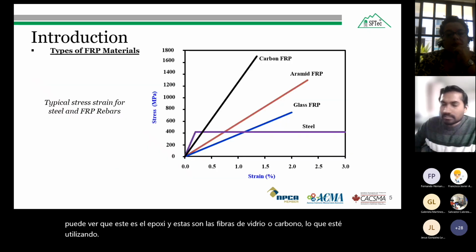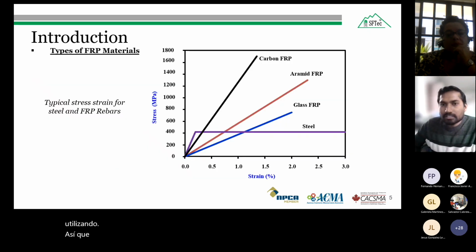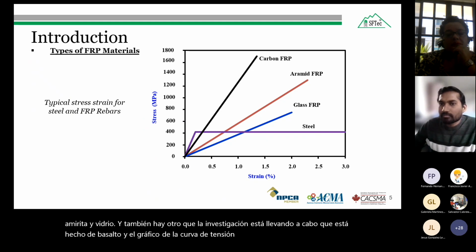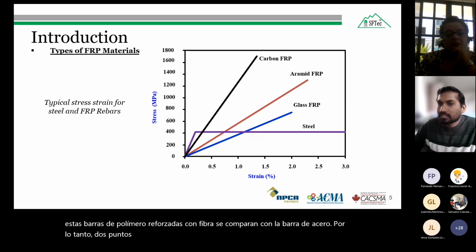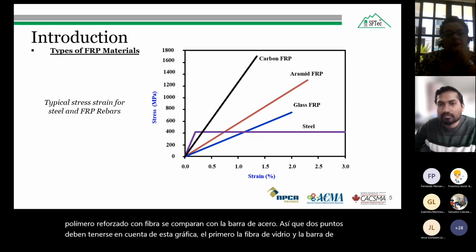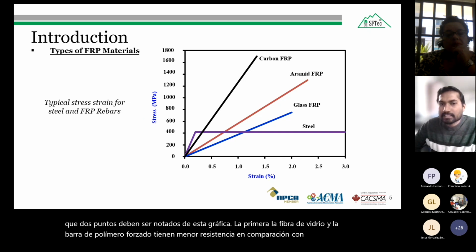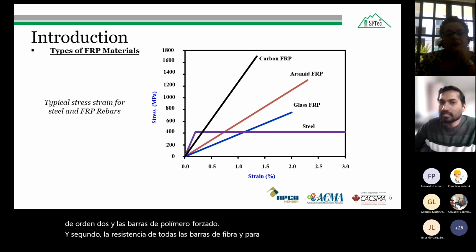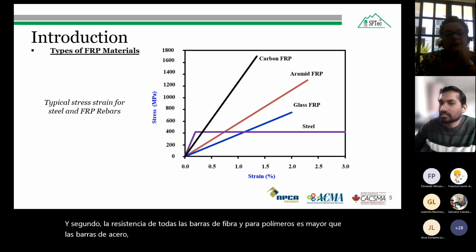There are three different types of FRP bars available in the market: carbon, aramid, and glass. There is also another one on which research is going on, which is made from basalt. The stress-strain curve plot shows how these fiber reinforced polymer bars compare with the steel bar. Two points should be noted from this plot. First, the glass fiber reinforced polymer bar has lower strength compared to the other two fiber reinforced polymer bars. And second, the strength of all fiber reinforced polymer bars is higher than that of steel bar. However, their behavior is linear elastic up to failure.